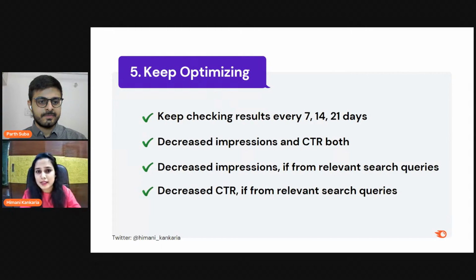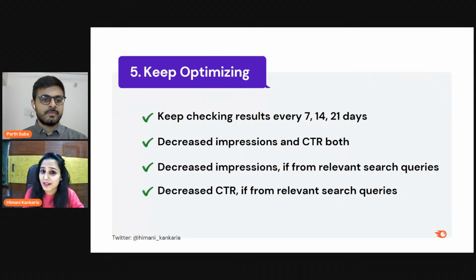If you see decreased impressions, you need to optimize your content accordingly. If you are seeing decreased CTR, then you need to optimize your content accordingly. But before optimizing, please make sure to check whether the impressions and the CTR that you have lost are for relevant keywords. If they are not relevant keywords, then you don't need to waste your time. You are going on the right path. So keep optimizing.